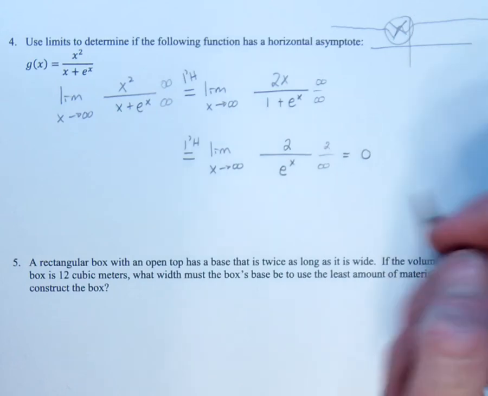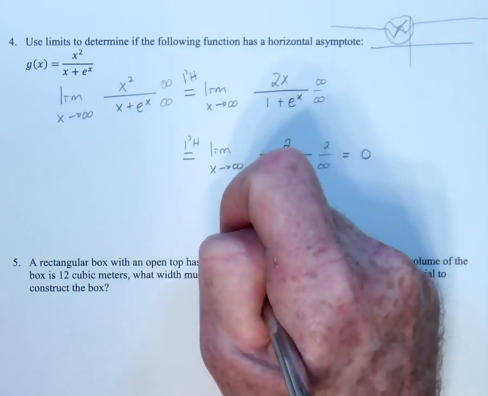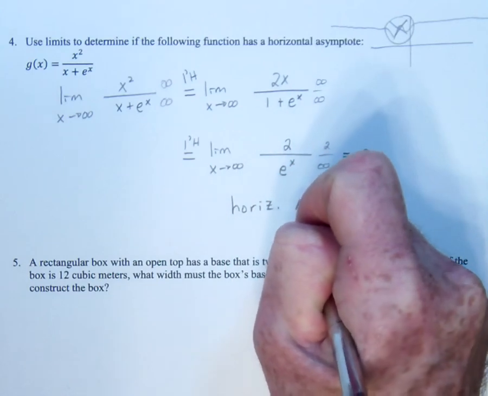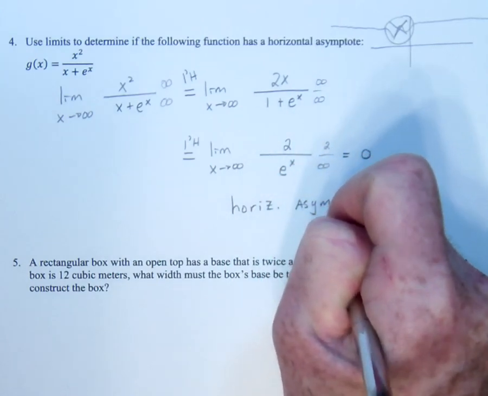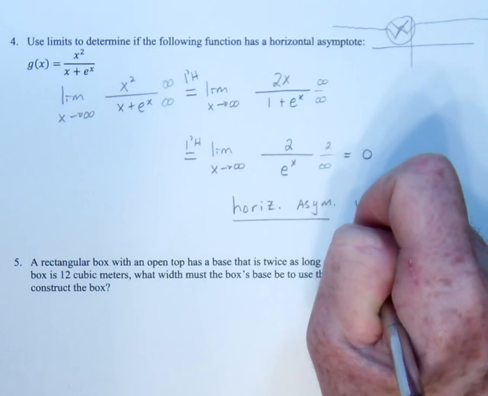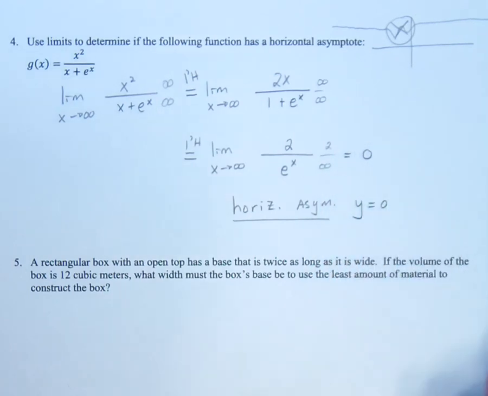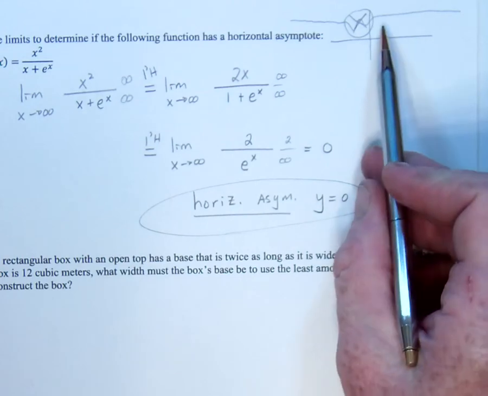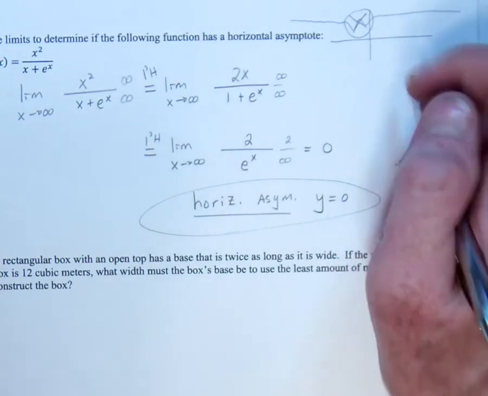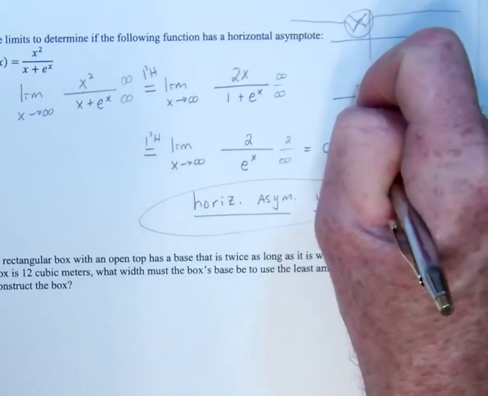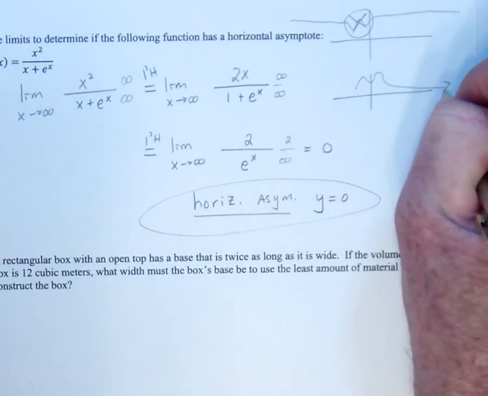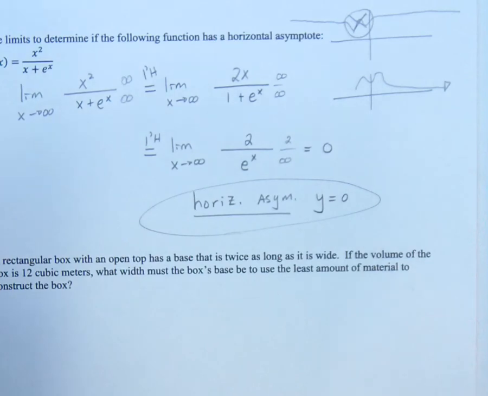So the answer is yes, it has a horizontal asymptote, and it's going to be y equals 0. So that means the general idea of this graph was right, but it's more like this. It does whatever in the middle, and then it eventually goes down to 0. And then you could use the graphing calculator to check that.